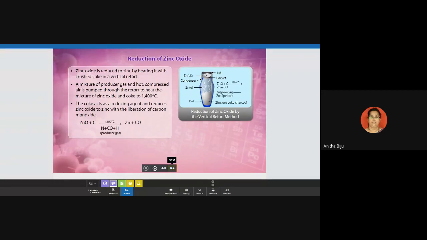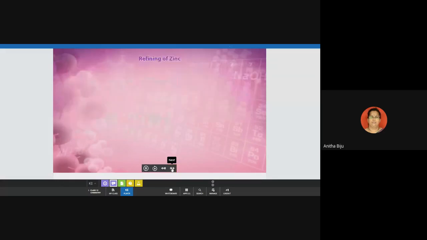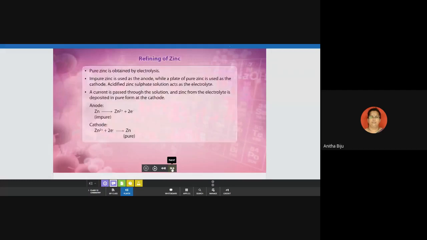Okay, so the equation is important. Zinc oxide plus C. In brackets you can write coke, because carbon as such is not used. Carbon is used in the form of coke. It is the purest form of carbon. And the temperature also you have to write along with the arrow. We get zinc and carbon monoxide. Okay, refining of zinc, and here the process used is electrolytic refining.